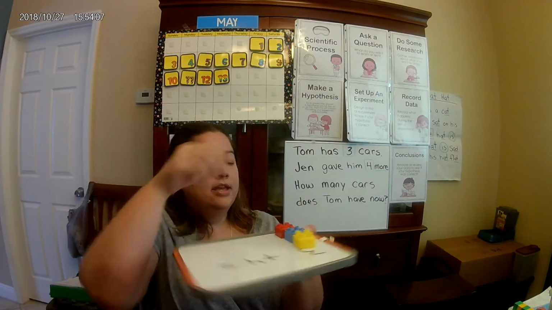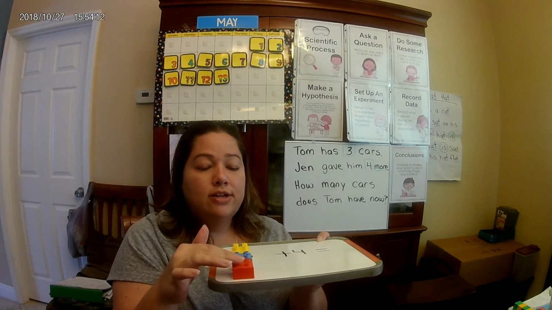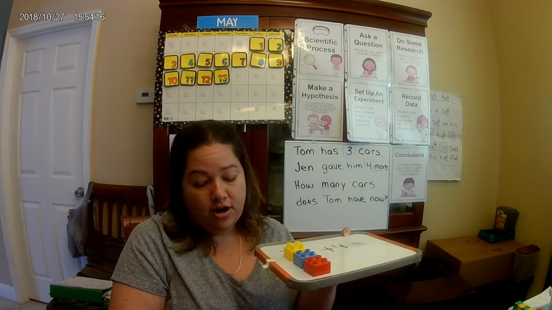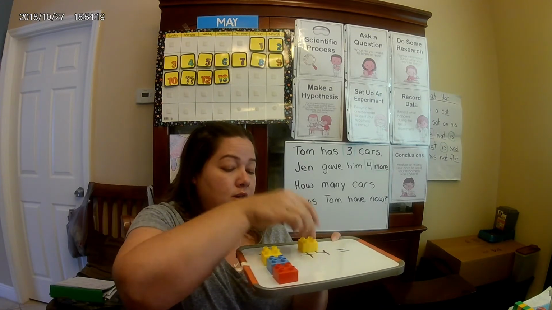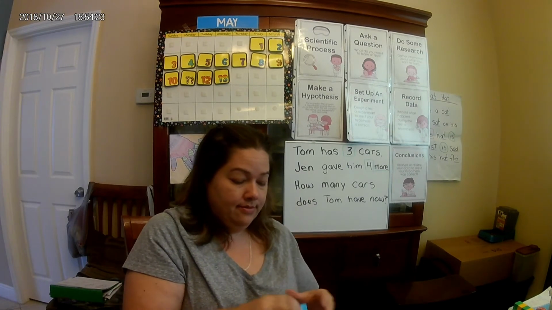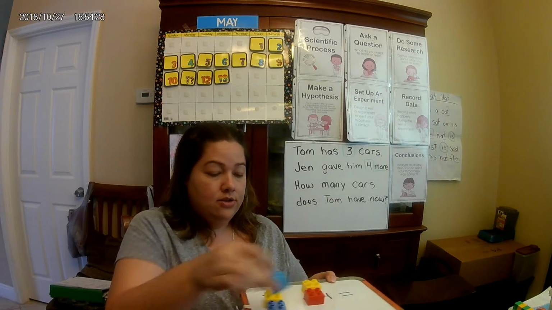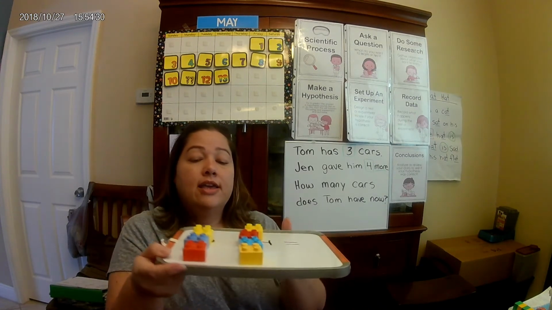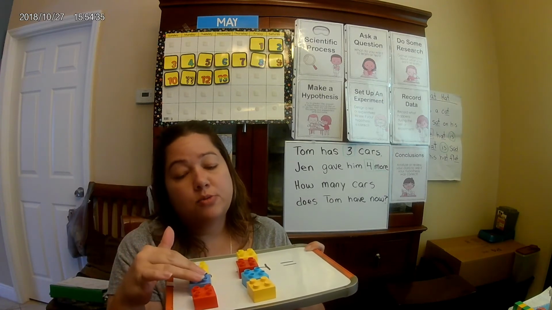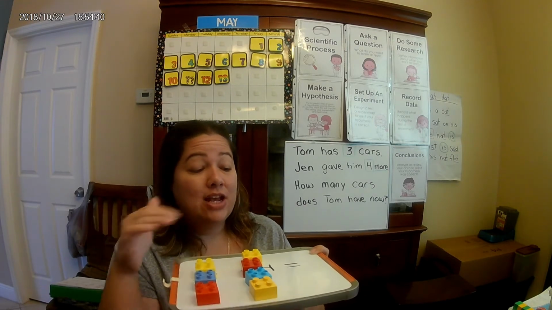Here's my 3. And then Jen came along and said, hey, you know what? I don't need all my cars. I'm going to give you some more. So we need to add 4 more cars. So I'm going to go 1, 2, 3, and 4. All right, 1, 2, 3, and 4. Okay, so I have my 3 cars, and then I have my 4 cars, which mine are blocks. We'll just pretend that they're cars, okay? And then we need to add up how many is that all together.